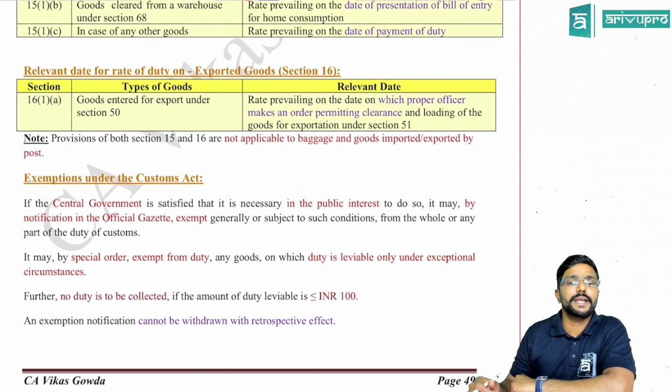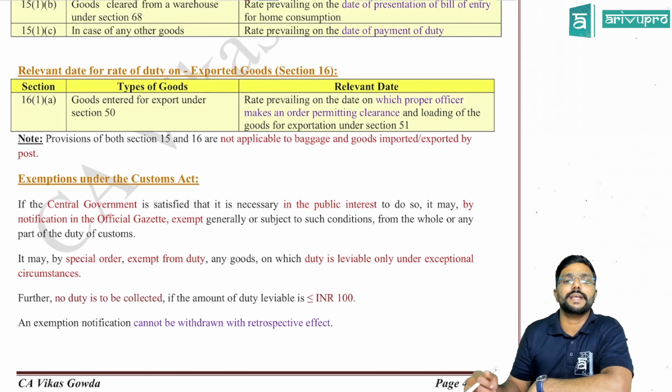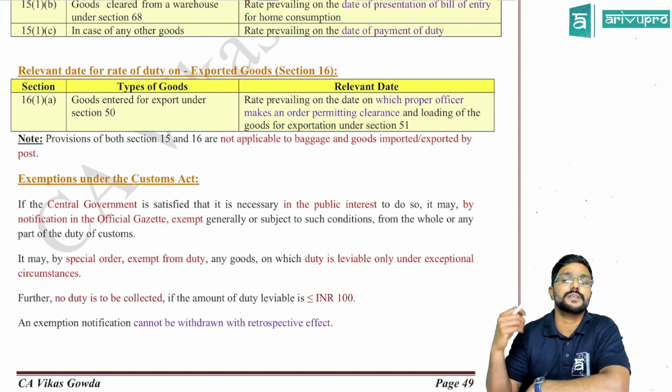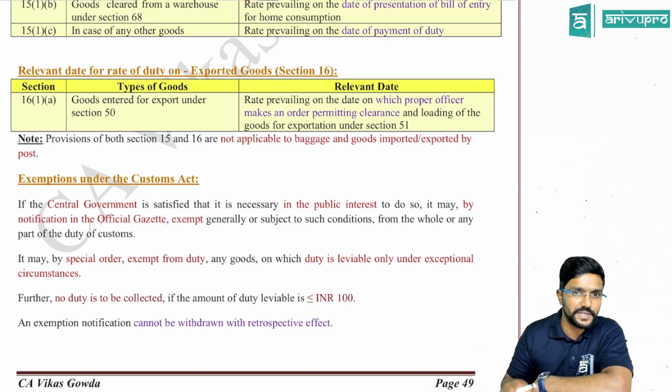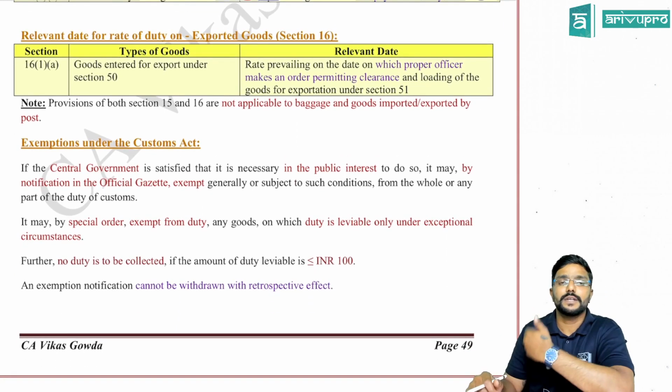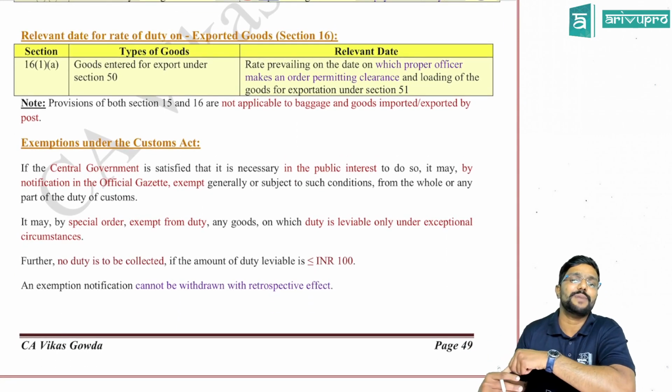Next, the relevant date for the rate of duty on exported goods is given in section 16. There is only one option: the export duty rate should be taken as on the date on which the proper officer has made an order permitting the clearance and loading of goods into the conveyance. This section is not applicable in case of baggage and goods imported or exported by post.